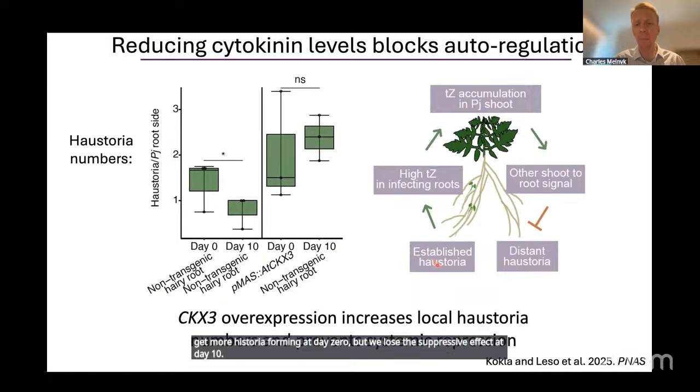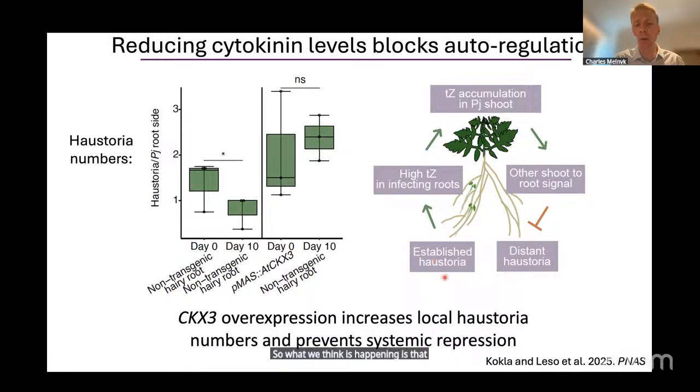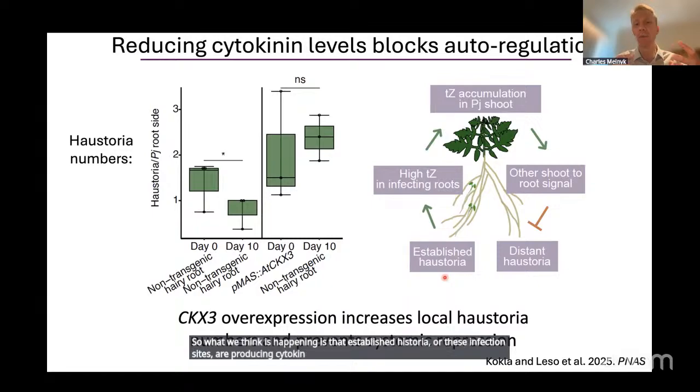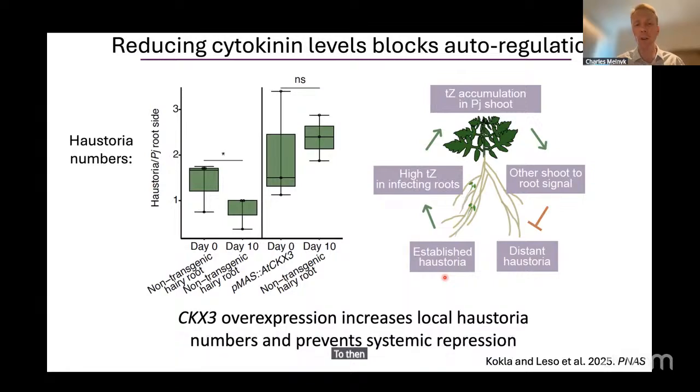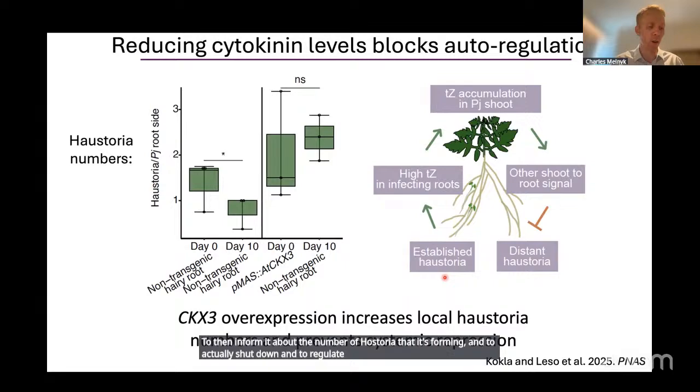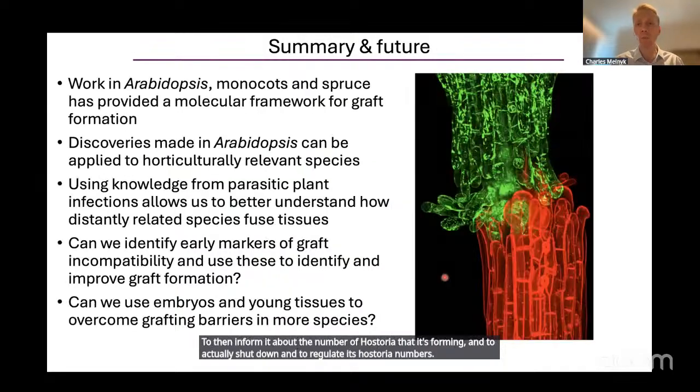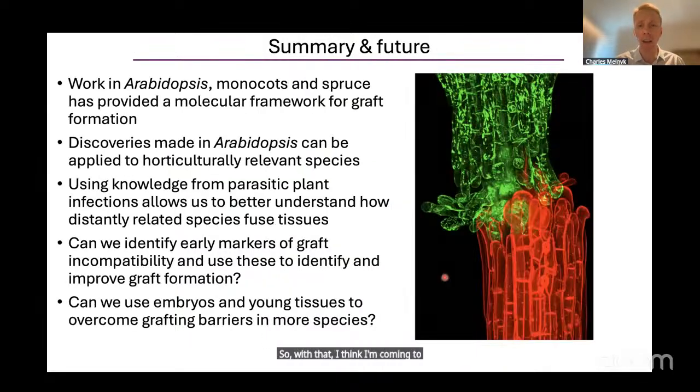So what we think is happening is that established haustoria, or these infection sites, are producing cytokinins, which can then move systemically through the parasitic plant to inform it about the number of haustoria that it's forming and to shut down and regulate its haustoria numbers. So with that, I think I'm coming to the end of my time and my talk.